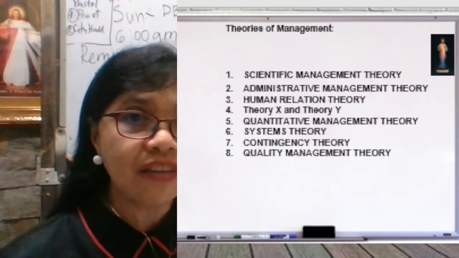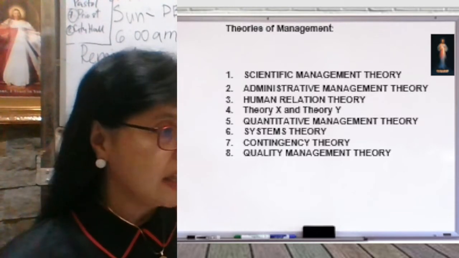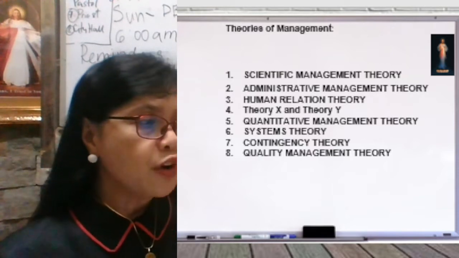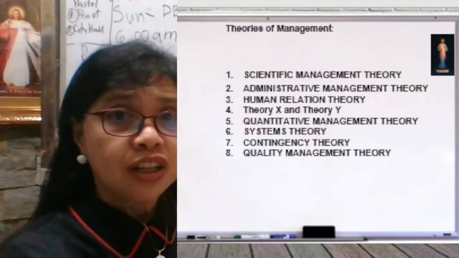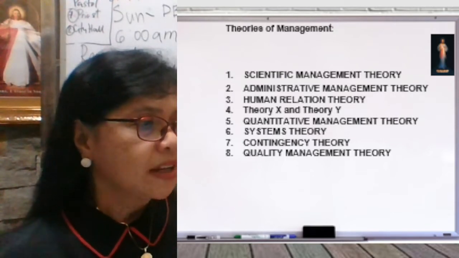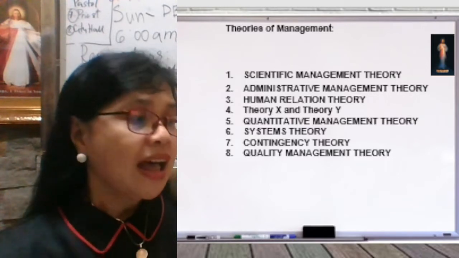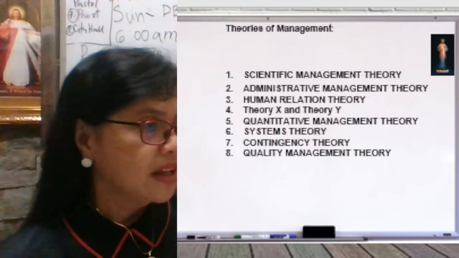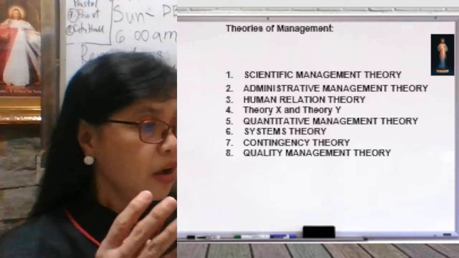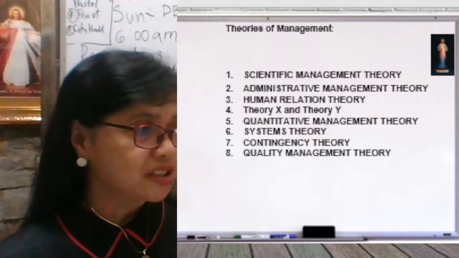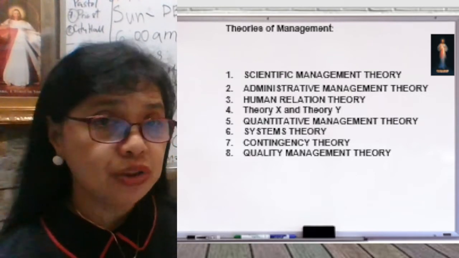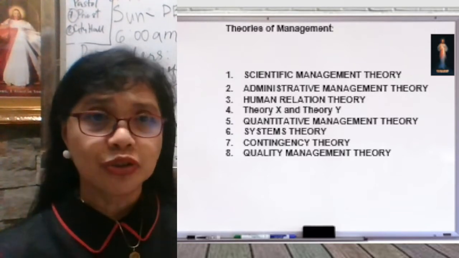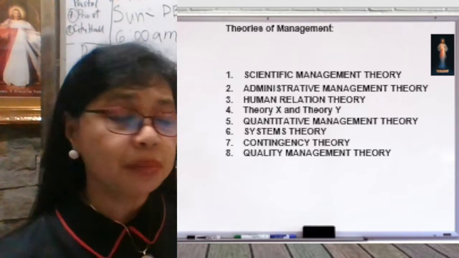Then we have the administrative management theory. One of the leaders in this theory was Henri Fayol. Henri Fayol focused on the overall management of the organization. So when we speak of administrative, this means we are emphasizing the role of managers as administrators in the organization. What did Henri Fayol introduce to management? He introduced the five functions of management and the 14 principles of management.